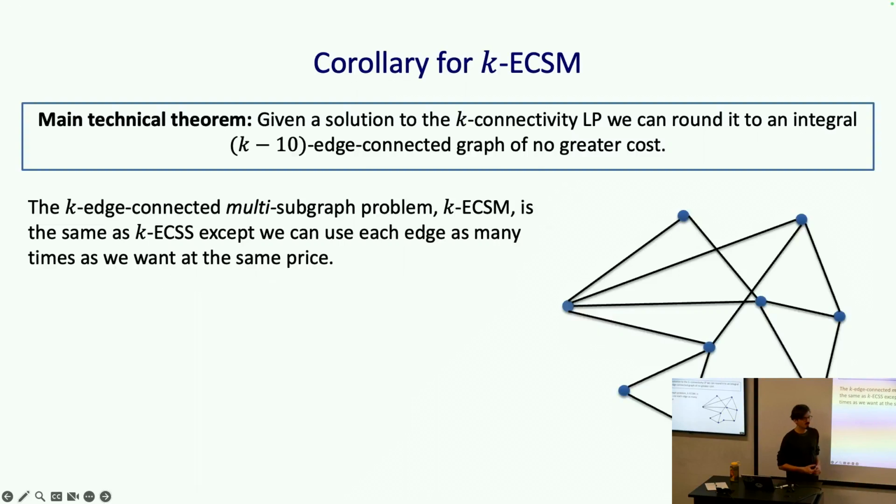This also gives us a corollary for a very related problem known as KECSM, or the k-edge connected multi-subgraph problem, which is the same as KECSS, except that I'm allowed to buy each edge as many times as I want at the same cost. So if I have some graph, this is a valid 2-ECSM, but it's not a valid 2-ECSS because I've used this edge twice.